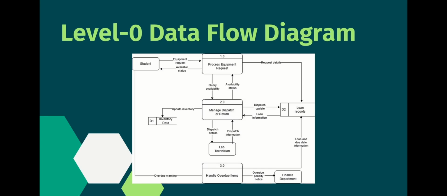After the context diagram, I will explain the level 0 DFD. For this part, we added the processes: process equipment request, manage dispatch or return, and handle overdue items. The two data stores that we added are inventory data and loan records. I will explain a little bit about the flow.